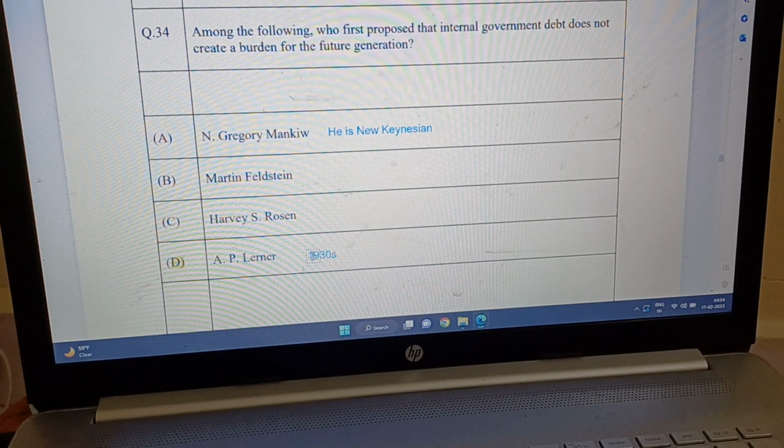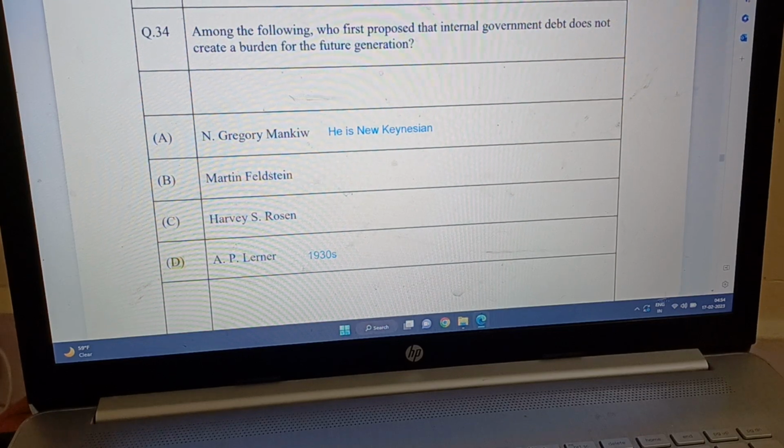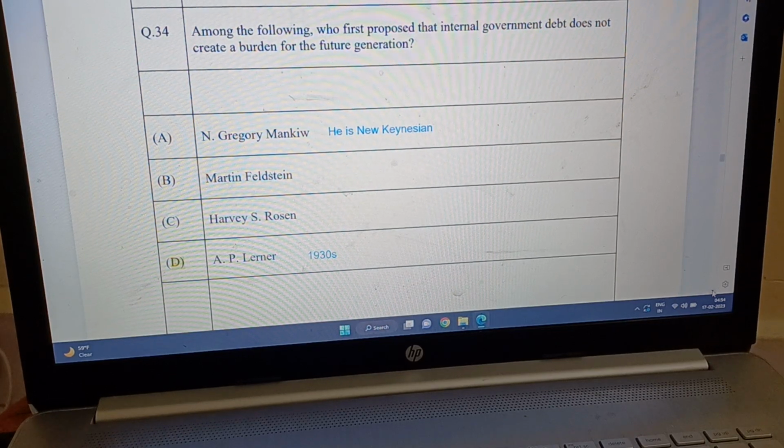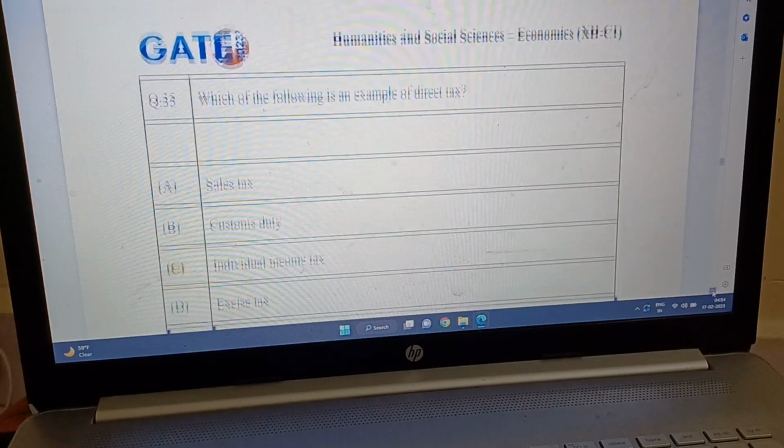1930s, before Keynes came. Though Keynes took their idea and he said that, well, if government debt is creating employment, then it is creating growth and hence it is not a burden. I hope you got it. So it was in 1930 that A.P. Lerner was a very good economist and he wrote about government debt.